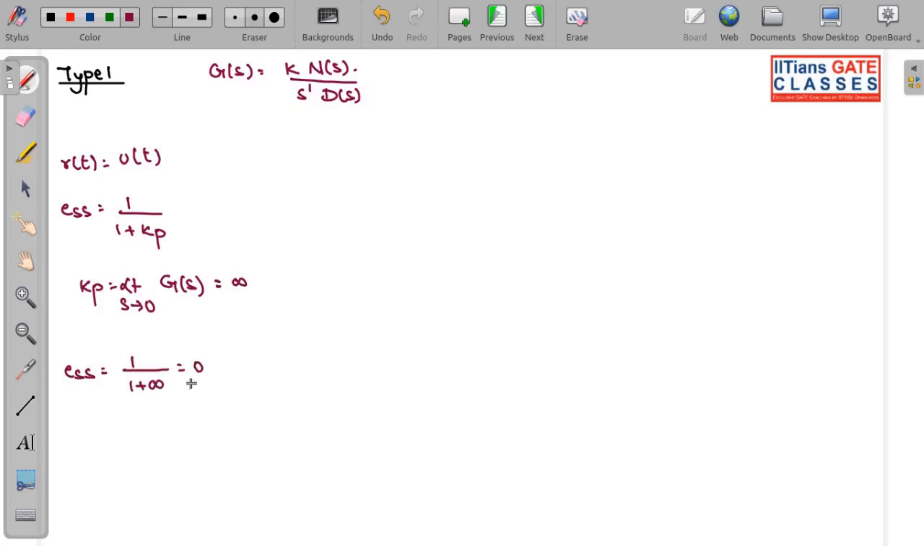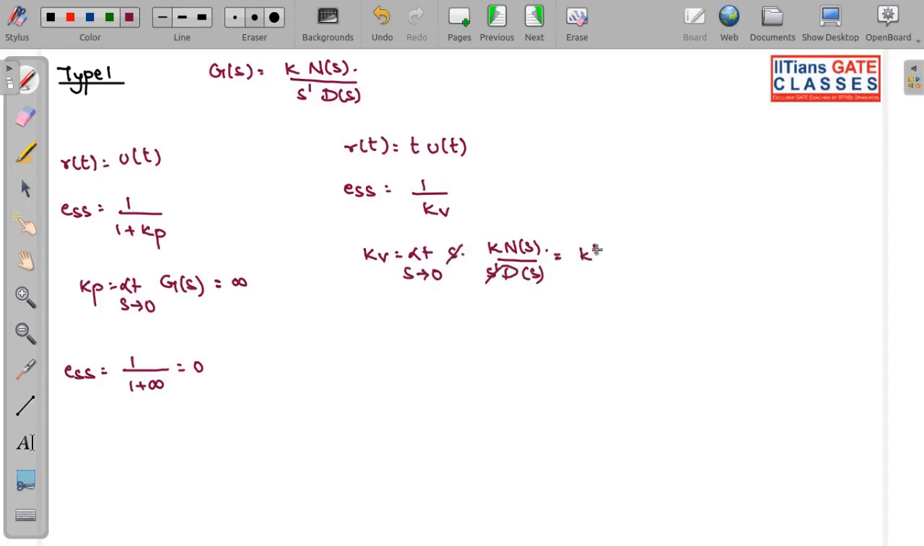Now similarly, if we calculate for a ramp input, so if r(t) is equal to t u(t), then your steady state error will be 1 by Kv. Kv will be equal to limit s tends to 0 s G(s). So that will be K N(s) by D(s), and there will be s to the power 1 over here. So this s will cancel and we will have a finite value. Let us assume K dash. So ess will be equal to 1 by K dash.